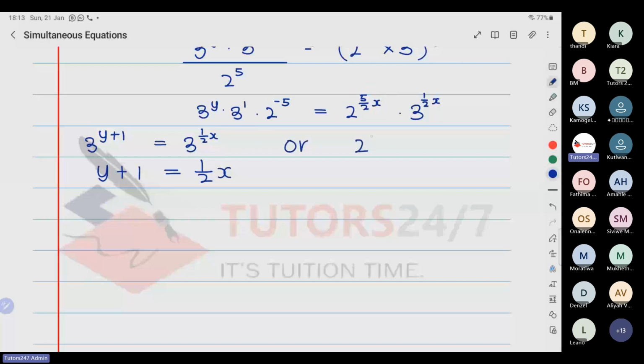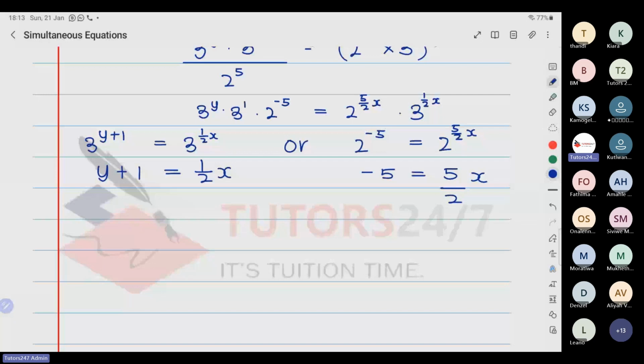So 2 to the power negative 5 is equal to 2 to the power 5 over 2x. From here, because the bases are the same, we are now going to drop the bases and we only have the exponents. From here, all you now need to do is solve for x.